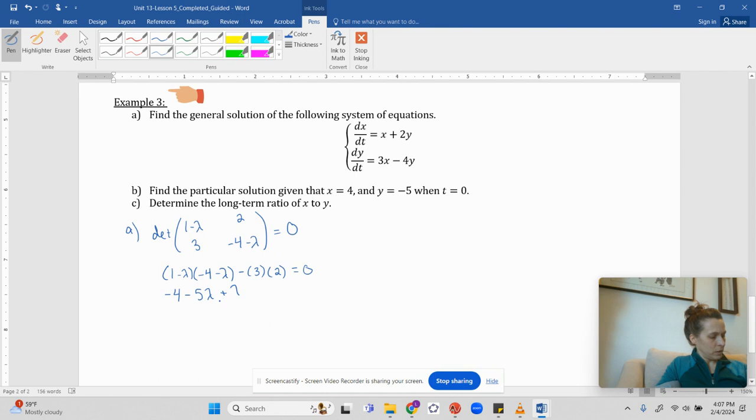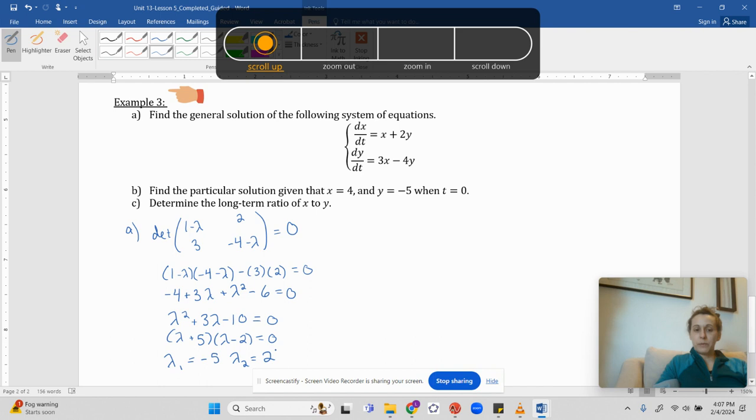Let me make sure. No, that's not right. Lambda squared, because that actually is positive 4 lambda. Sorry. So that is plus 3 lambda. You're better off on your own. Minus 6 equals 0. So we have lambda squared plus 3 lambda minus 10. Factor: lambda plus 5 and lambda minus 2 equals 0. So we'll say lambda 1 is negative 5 and lambda 2 equals 2.